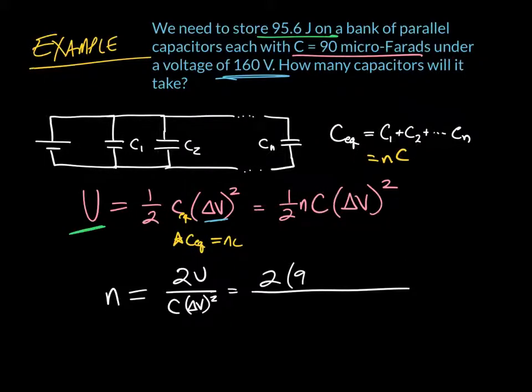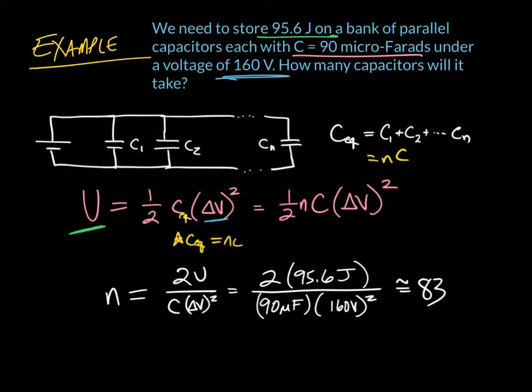So 2 times 95.6 joules over 90 microfarads and 160 volts squared. And that will work out to roughly, it's actually 82.9 something, so 83. Can't have 98% of a capacitor. You need to have the whole capacitor. So roughly 83 capacitors.